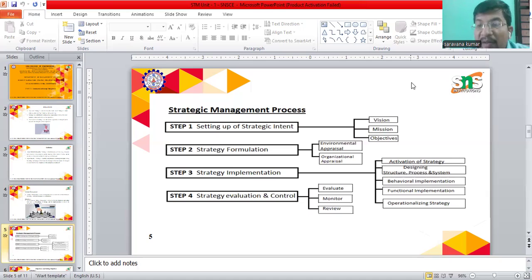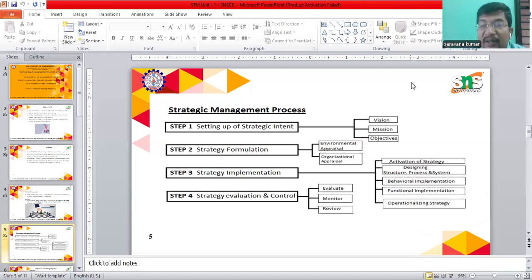Next, behavioral implementation. Behavioral implementation is related to employees: their behavior and attitude. Some of them have a positive attitude, some have a negative attitude, right? Some are introverts, some are extroverts. Whatever it is, it is our responsibility as strategists to correct it.